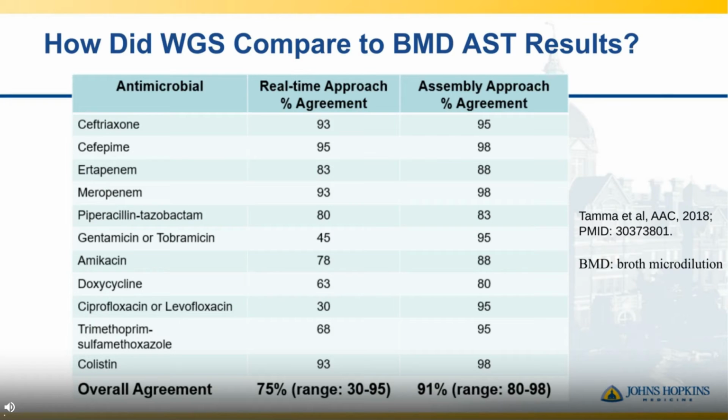Not surprisingly, the real-time approach only gave us 75% overall agreement, and you'll see that the agents where resistance is mediated by single nucleotide polymorphisms, like the fluoroquinolones, ciprofloxacin or levofloxacin here, only had 30% agreement, and that's because that was the real-time approach where we weren't trying to correct for some of the nanopore errors. When we took the assembly approach, we saw a lot better agreement at 91% and started to see better agreement even for predicting some of those single nucleotide variants leading to resistance.